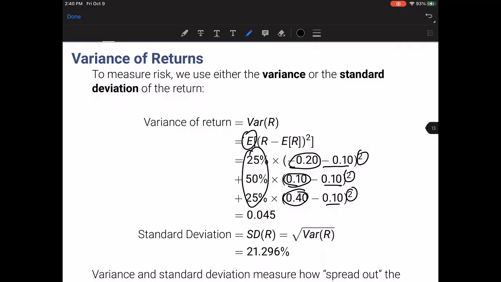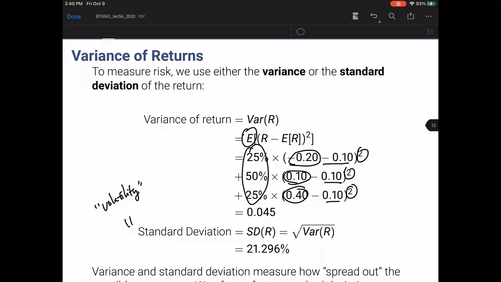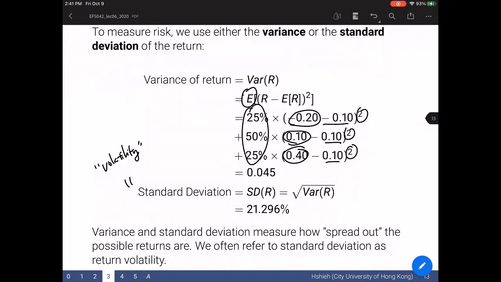This is often called volatility. Okay, so I will use standard deviation and volatility interchangeably in this class. So for the example we discussed in the previous slides, the standard deviation of the BFI stock return is 21.296%. And to summarize, the final sentence in this slide states that the variance or standard deviation measure how spread out the possible returns are. And we typically refer to standard deviation as return volatility.